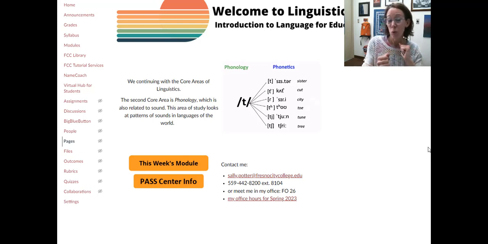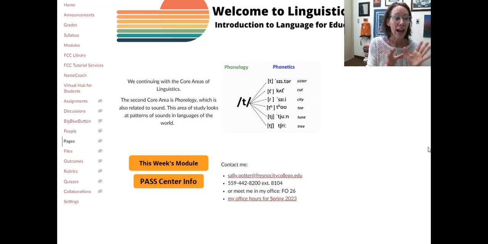So last week we were working on phonetics, and phonology is kind of a continuation of phonetics. Phonetics and phonology are really closely related. Phonetics is just looking at the sounds, just the raw sounds, and analyzing them. And then phonology is looking at sound patterns in specific languages.